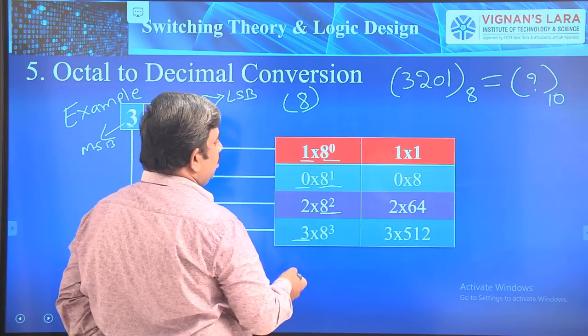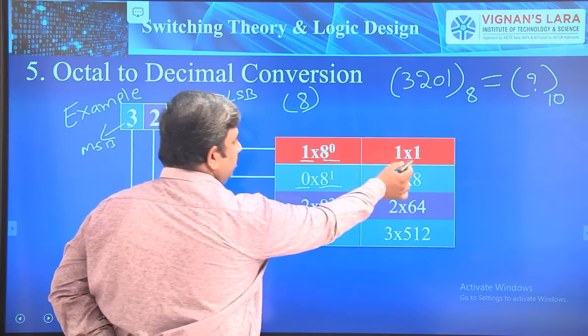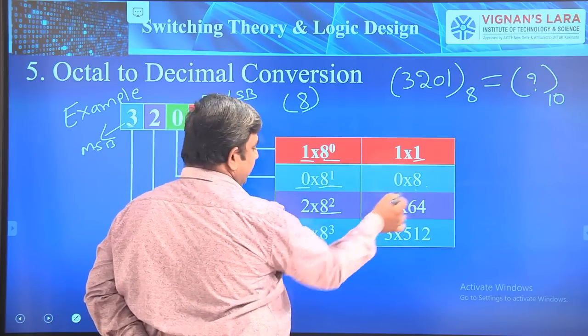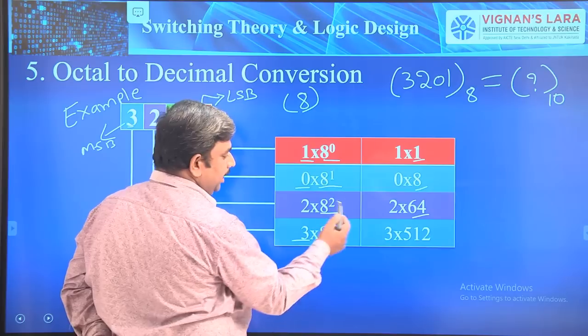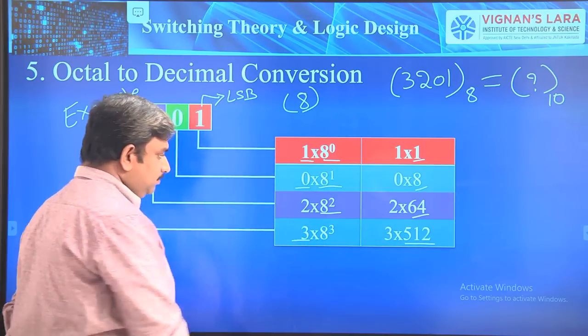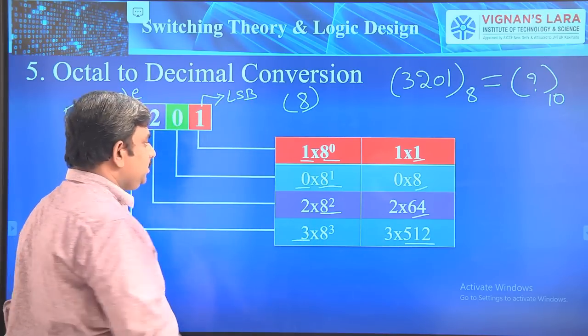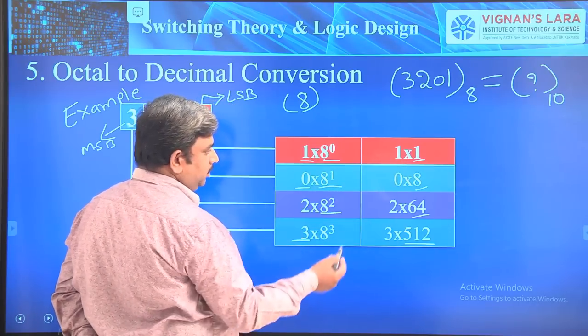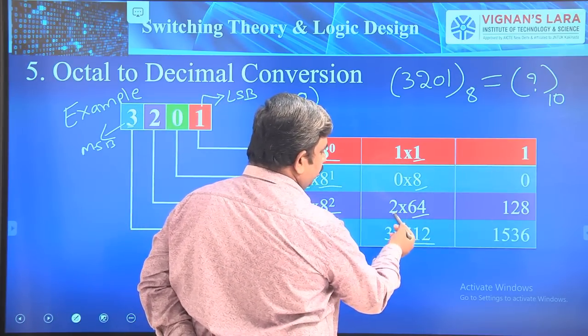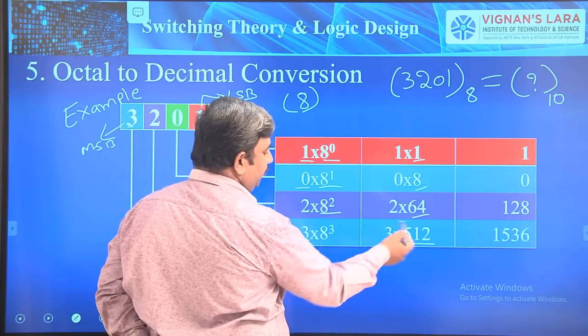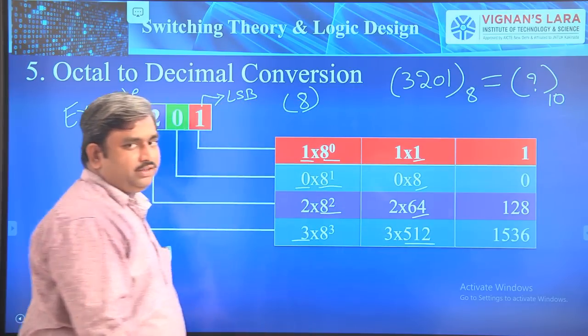Now multiply these values. 8 power 0 value is 1. 8 power 1 is 8. 8 power 2 is 64. 8 power 3 is equal to 512. So 1 into 1, 1. 0 into 8, 0. 2 into 64, 128. 512 into 3, 1536.